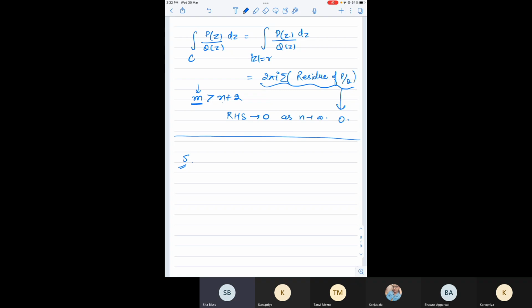Yes, ma'am. Okay. Next, you have to show the fundamental theorem of algebra using Rouche's theorem. What is the fundamental theorem of algebra? A polynomial of degree n has at least one root.